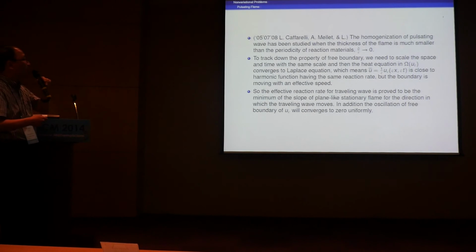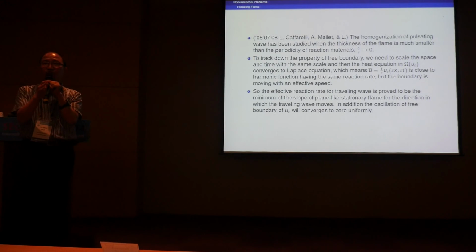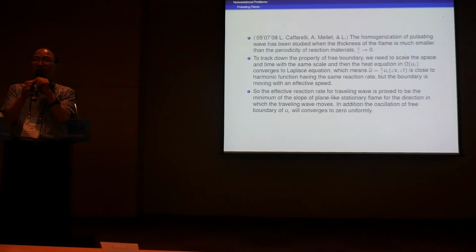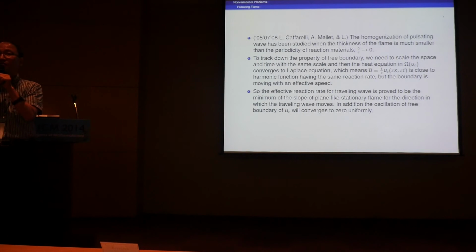And in the result with Caffarelli and Mellet, we consider the homogenization of a pulsating wave when the thickness of the flame is much smaller than the periodicity of the reaction medium. And the interesting part is that if you try to track down the front, you should scale space and time in the same scale. If you scale it, you end up with an elliptic problem.